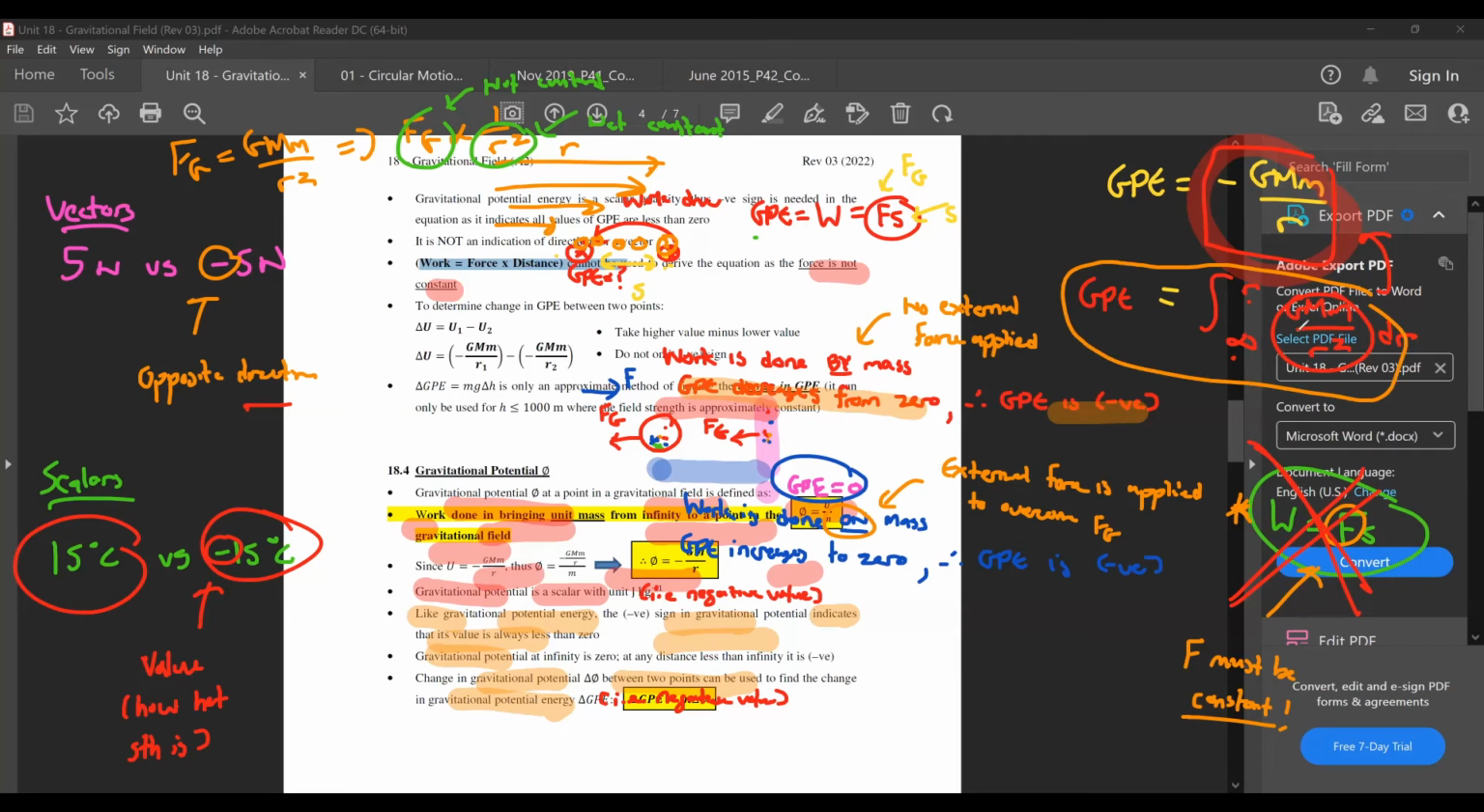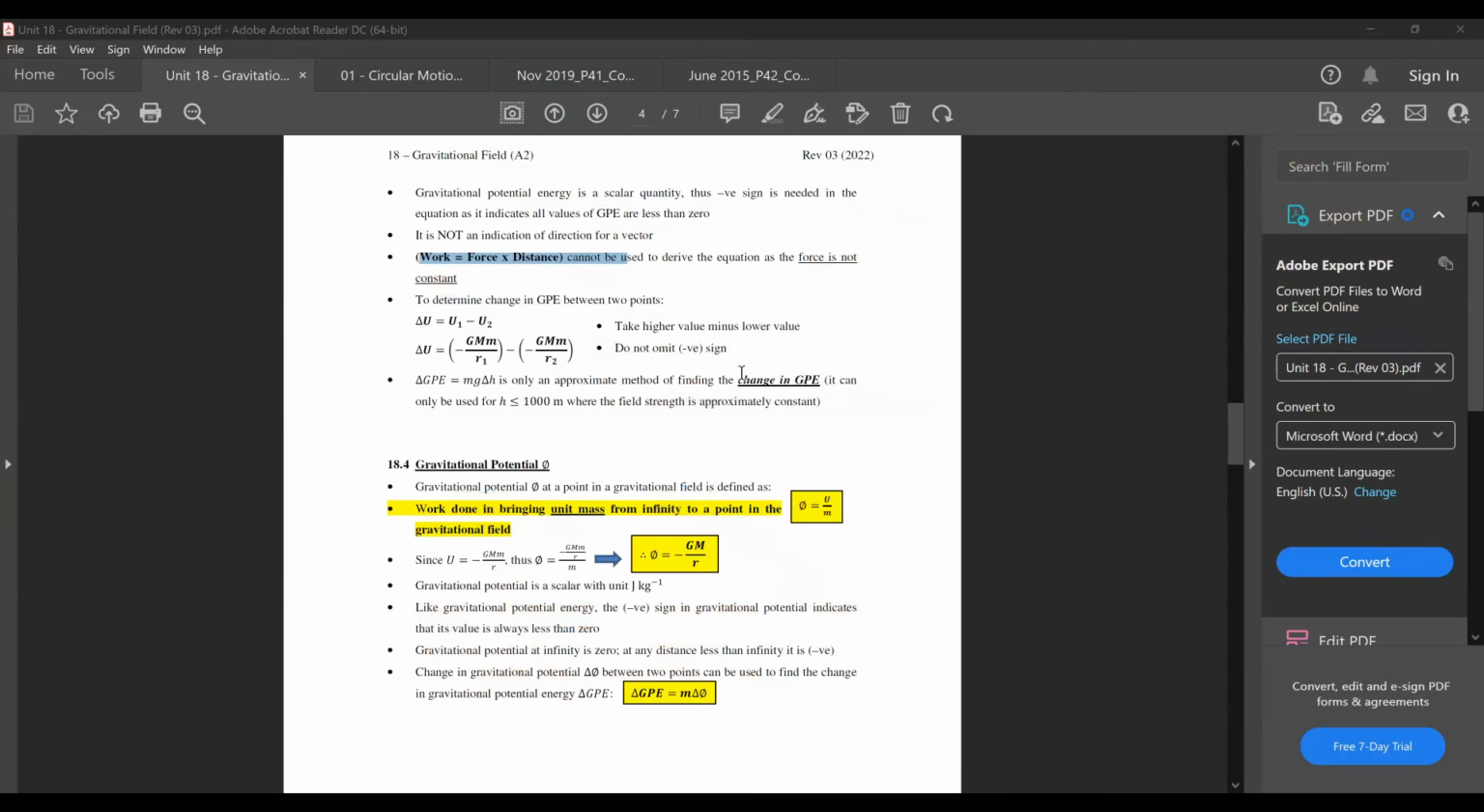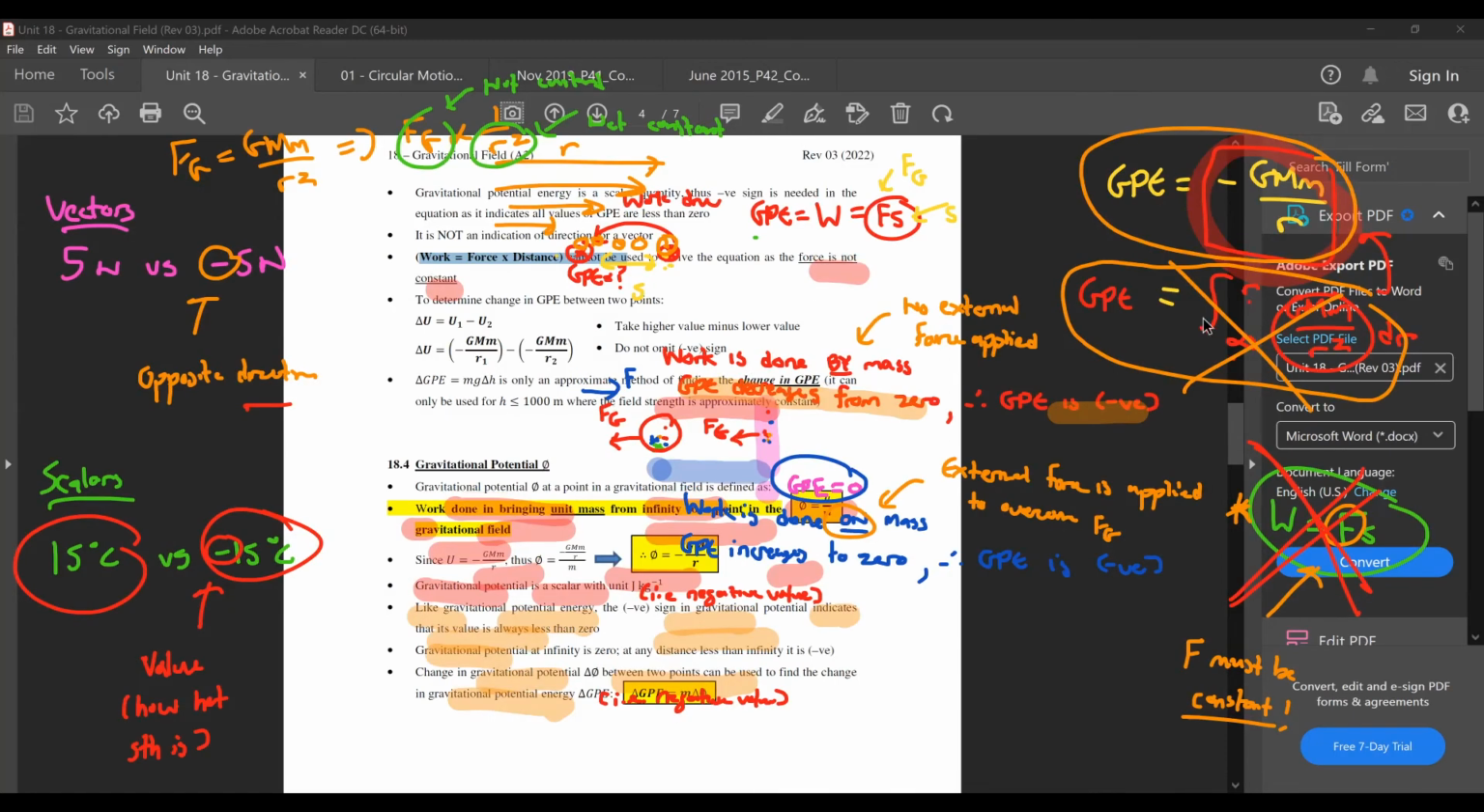But the derivation is not required in your syllabus now. You're not really required to know the derivation for GPE. All you need to know is that if I'm interested in GPE at a point, the GPE is just negative GMm over r. That is just one thing to know. All these are just extra information, but the gist is that you really just need to know this equation. Everything else is just extra information.